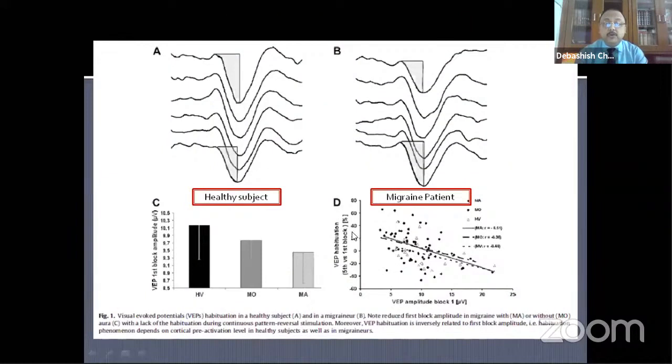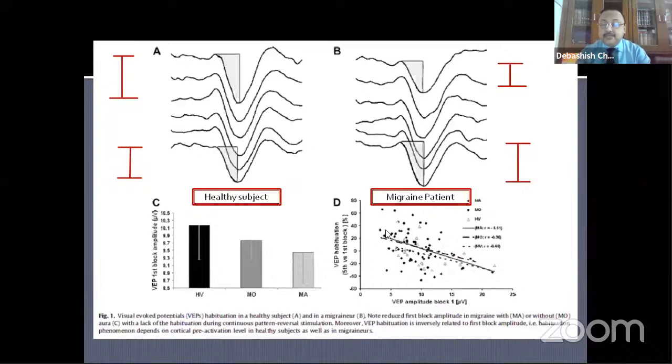And this is actually shown by this beautiful experiment. You have these repeated VEPs, the visual evoked potentials. In a healthy subject, you see that there is habituation. In the first train of VEPs, you have this amplitude this big, and then by the sixth train of VEPs, you have reduced amplitude because the brain habituates to that recurrent stimulus. But in contrast, in the migraine brain, the initial response is also low, and the habituation doesn't occur during the interictal period. As you can see, the initial level is also low in migraine patients, both in migraine with aura and migraine without aura.